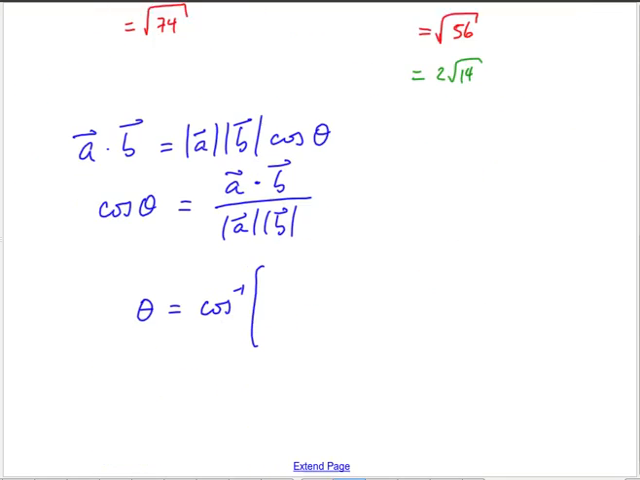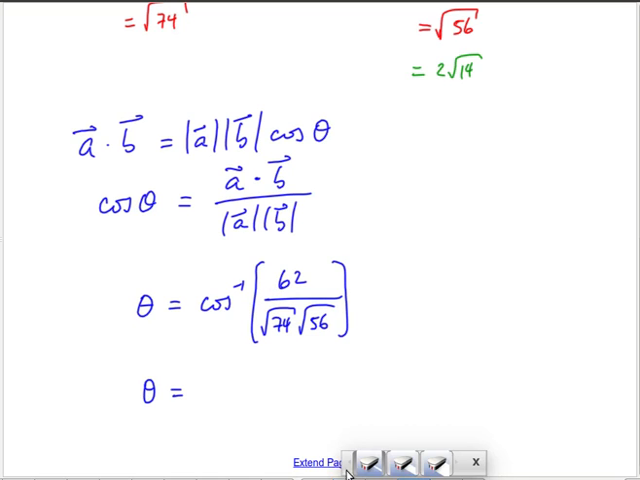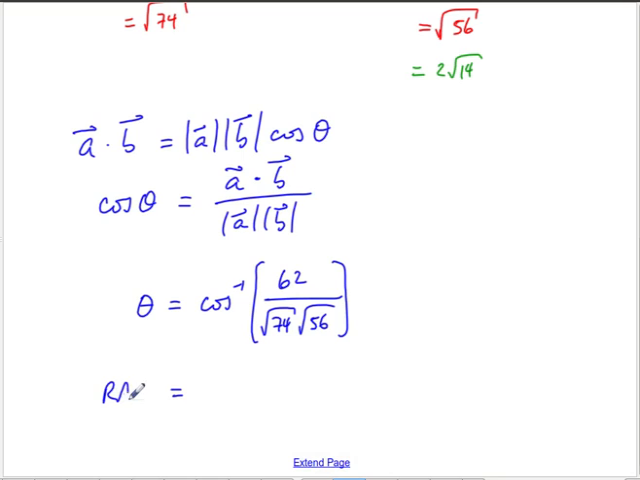So I'll fill that in here. 62 over magnitude A, which was root 74, magnitude B, which was root 56, and then we get theta is equal to. Now you have to be careful here. Actually, you know what? I'm going to do this the way we would do this if we were doing a trigonometry unit, because really we have to keep these things in mind no matter what it is that we're doing.